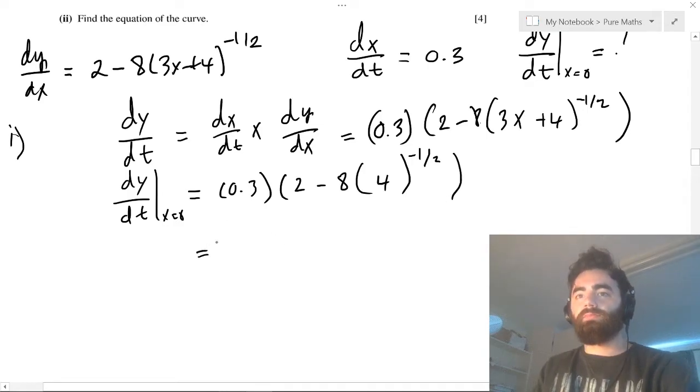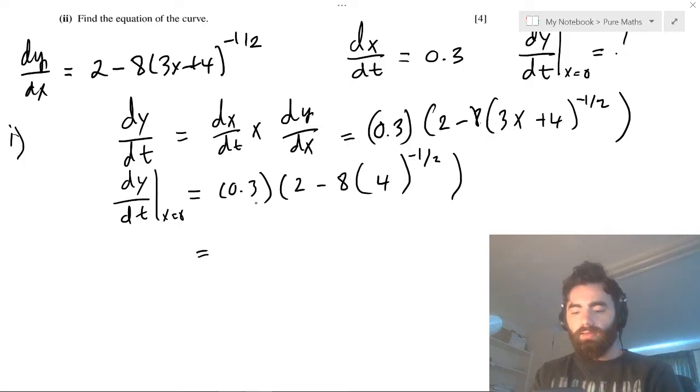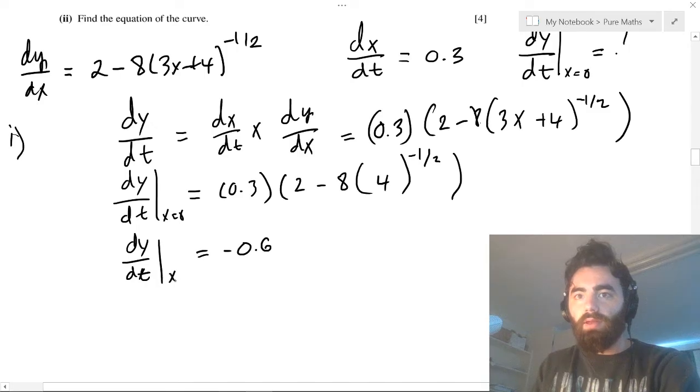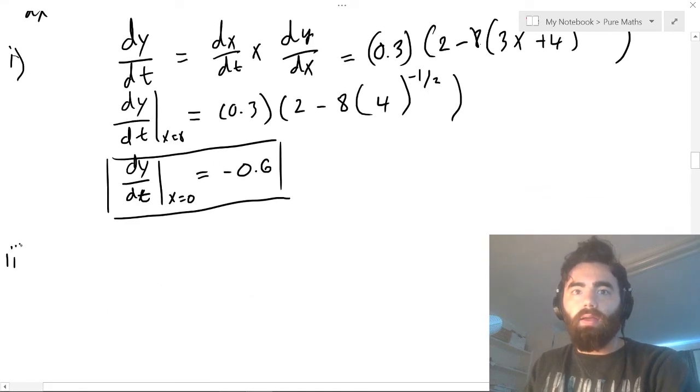which equals, you can just plug that into your calculator, 4 to the power of negative a half times 8, 2 minus that, times 0.3. So you get the answer of negative 0.6. So dy/dt equals a value at x equals 0 equals negative 0.6.